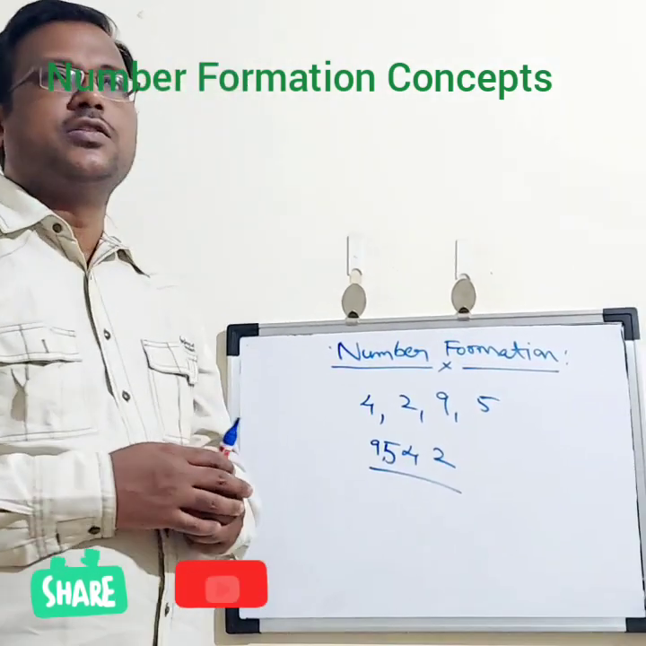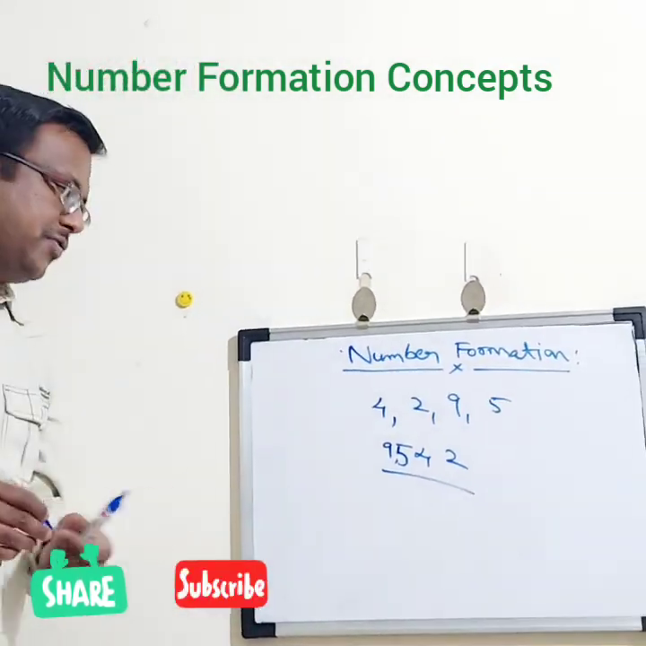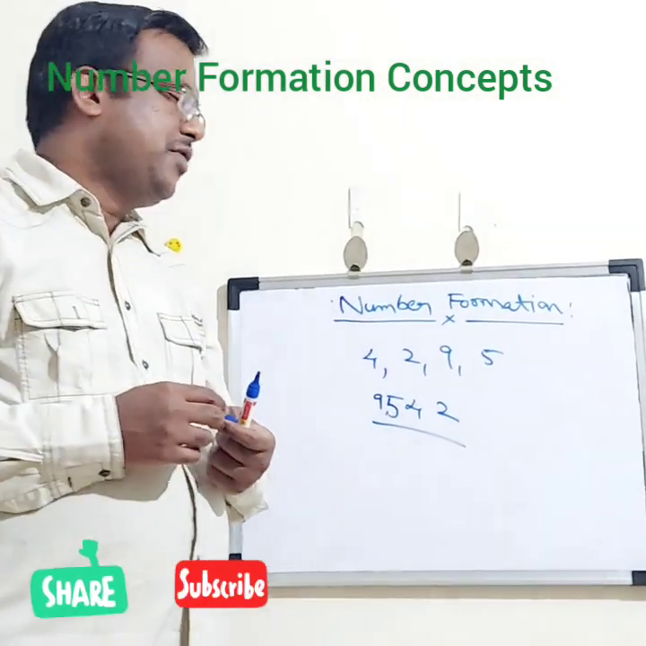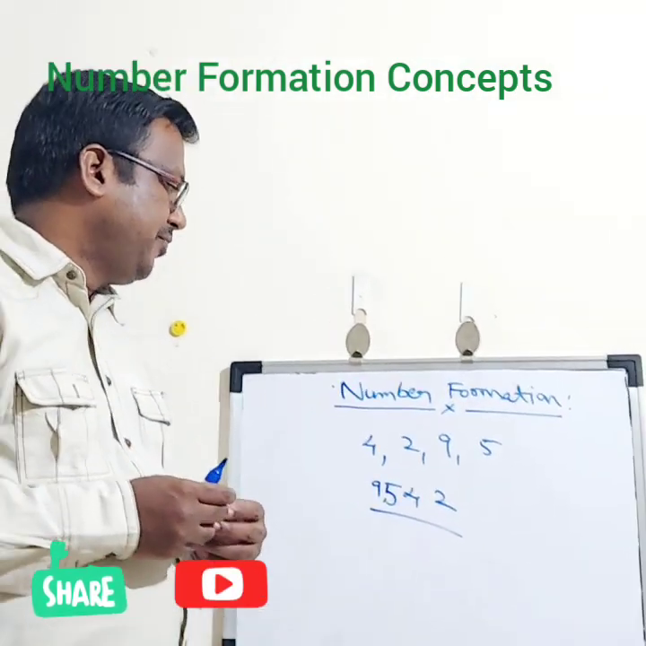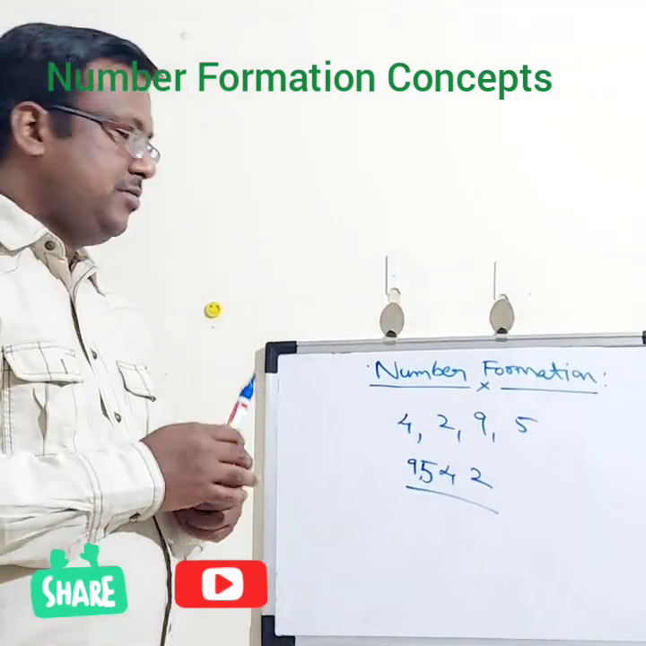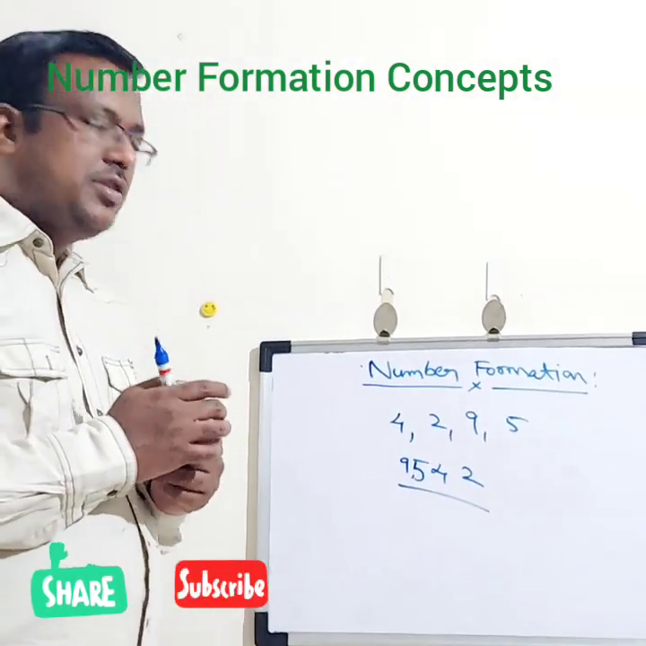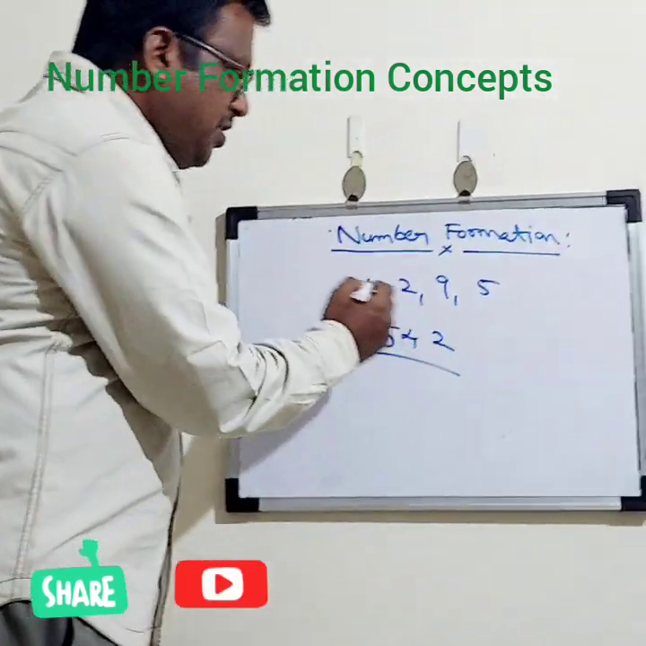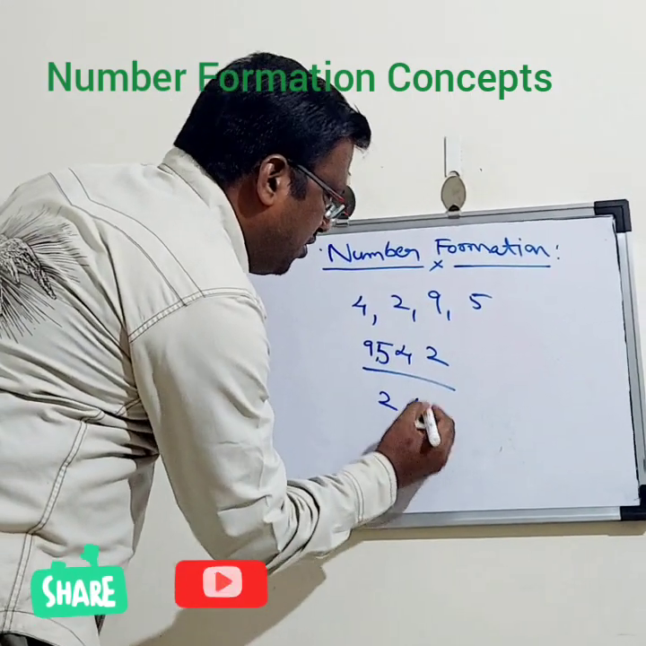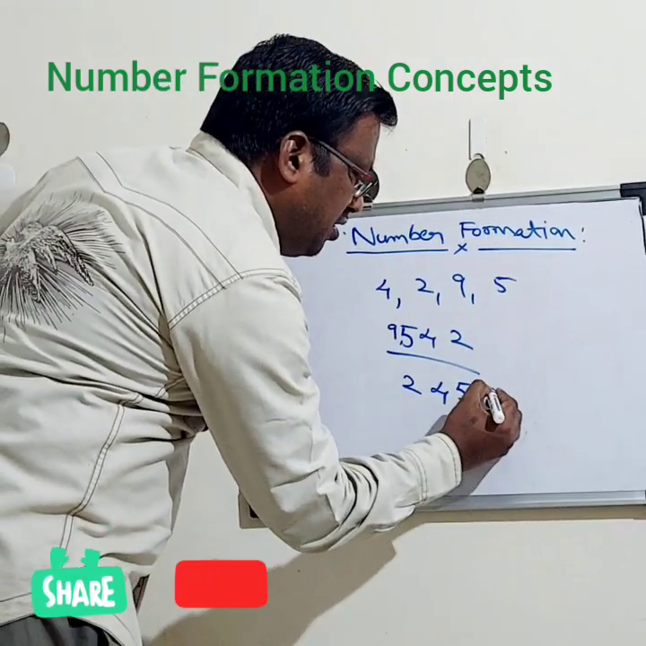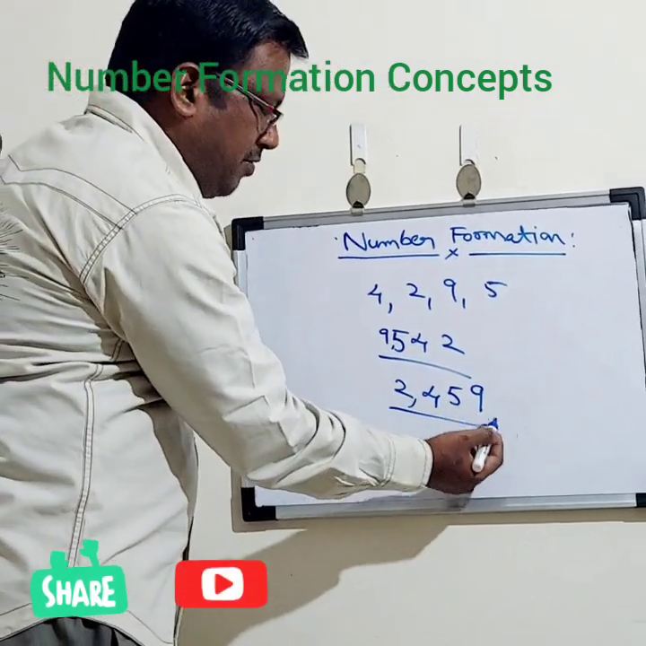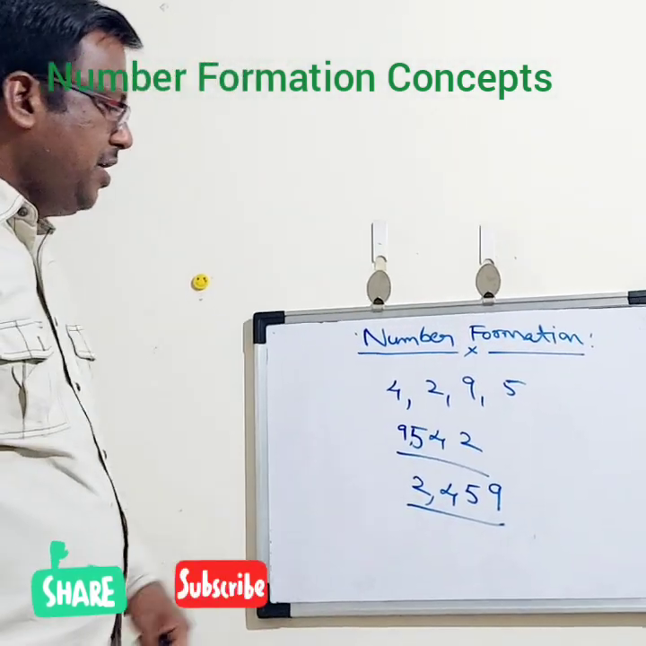This is one logic. And suppose for the same question, Mahesh's brother asks what is the smallest number that he can form by using the 4 digits. Smallest number means what? Smallest 4-digit number. Each number has to be used only once. So the logic is to arrange the numbers in ascending order. The smallest number is 2, next smallest is 4, next is 5, next is 9. That is, the smallest number formed is 2459 and the biggest number formed is 9542.